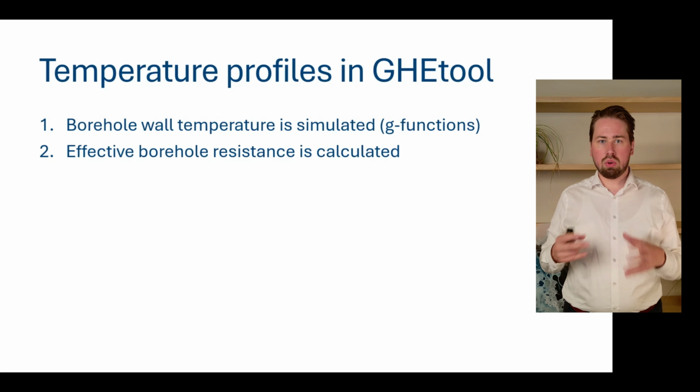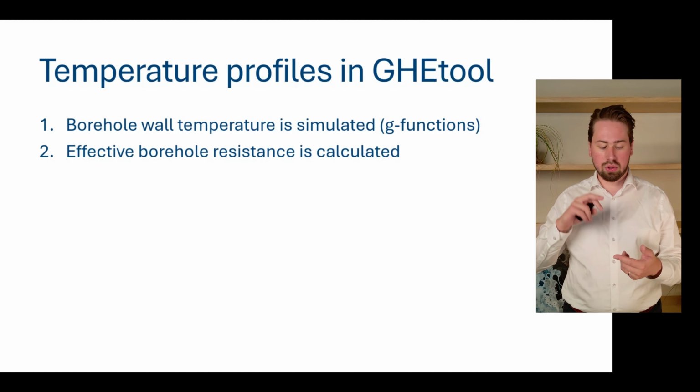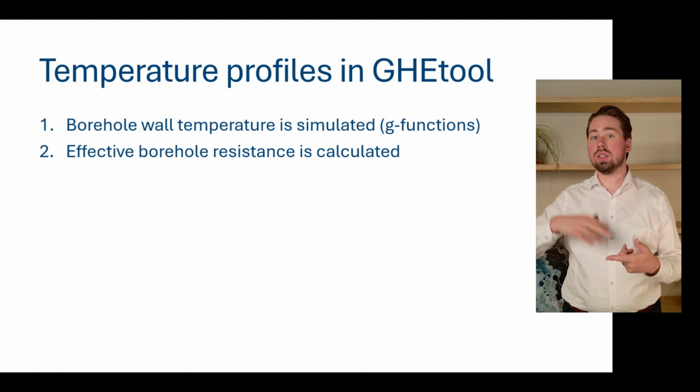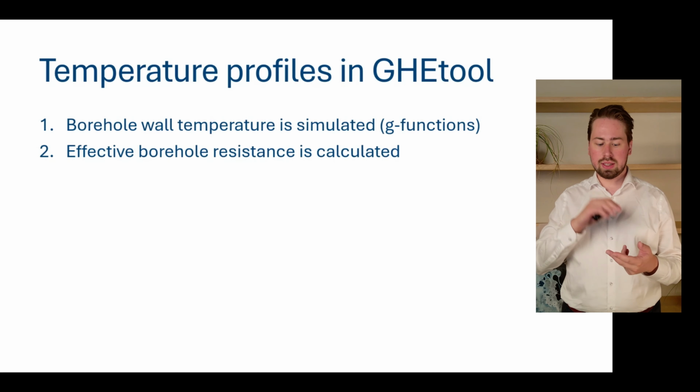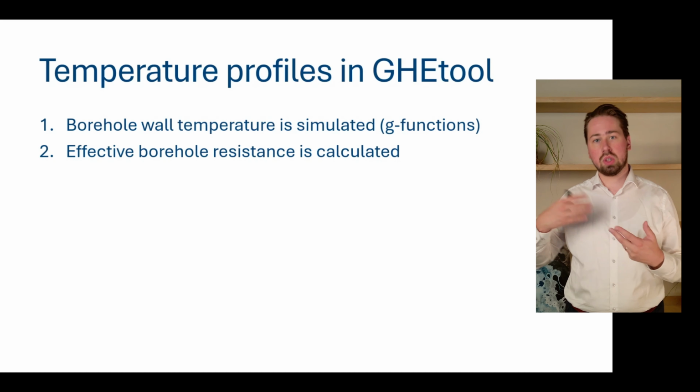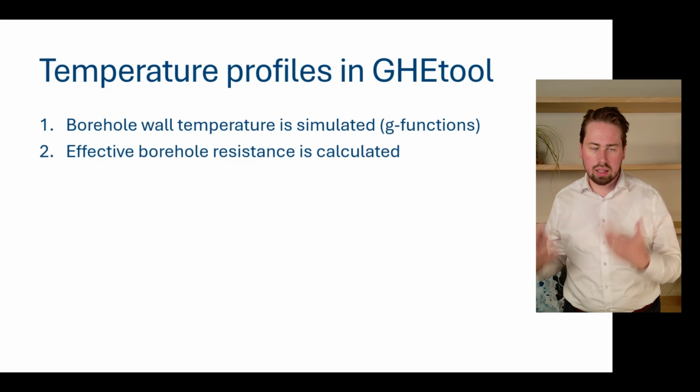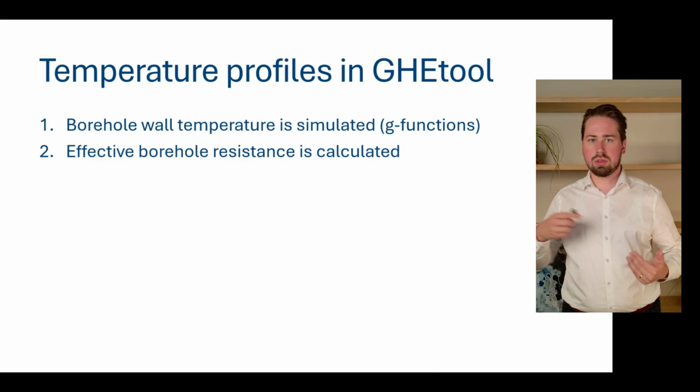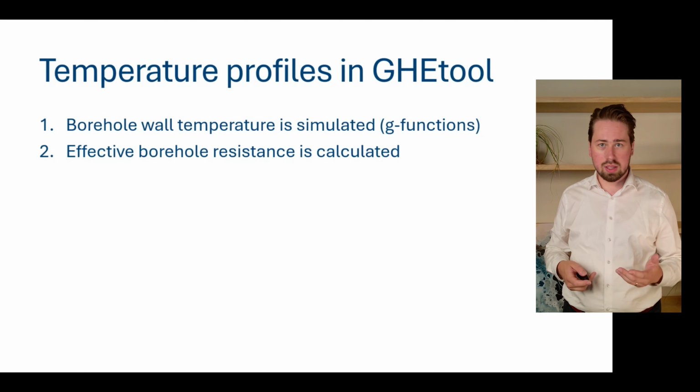And this effective borehole resistance, as we discussed, is a function of the flow rate. And in GHEtool you can work with variable flow rate. It's also a function of the fluid properties, viscosity and so forth, which also vary over time. So we calculate the effective borehole resistance during heating and cooling, and if you do an hourly simulation, at every hour.